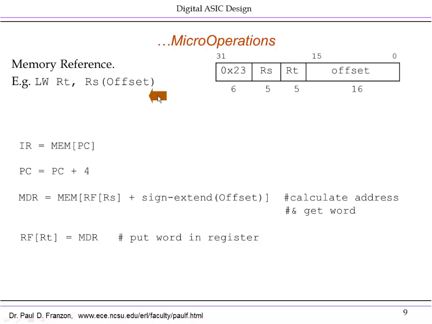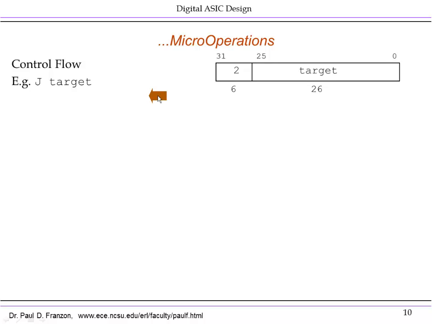I'm not going to show store word. It is similar, except the reverse, obviously. We're storing a word in memory rather than retrieving a word from memory. Let's look now at jump.